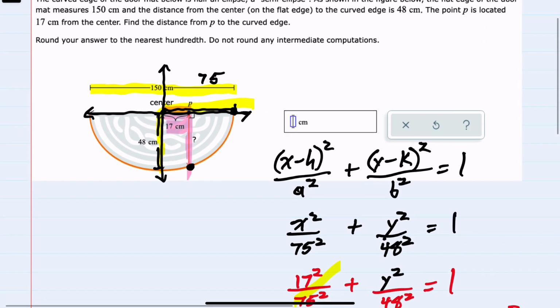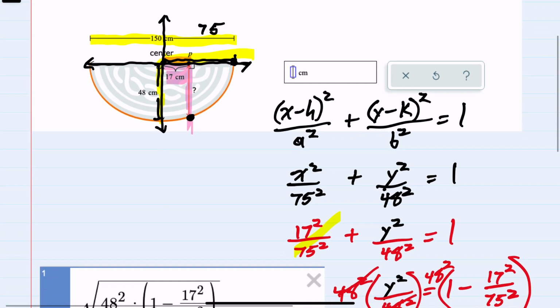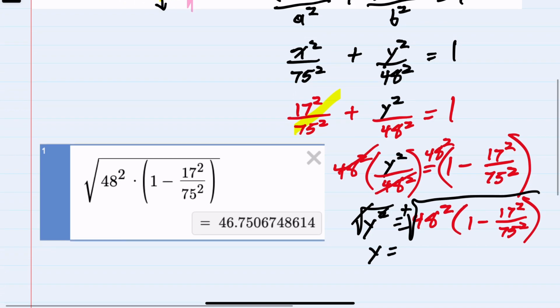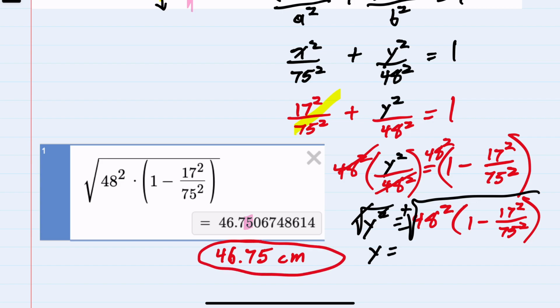Back to the original problem, we were told to round to the nearest hundredth. In rounding this value to the nearest hundredth, that y coordinate would be 46.75. Our units are centimeters. The y value is a negative 46.75, but we were asked to find the distance, so 46.75 centimeters.